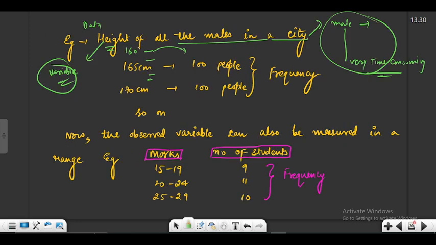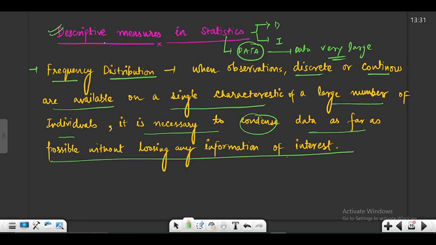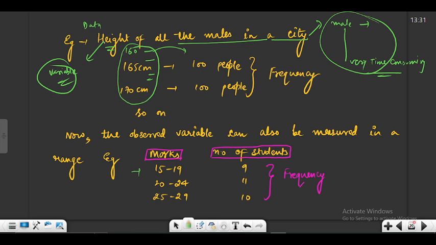Either you can mark the observations in this way, or you can create a range of observations. Suppose you want to collect data on how many students have scored marks in this range, and in this range, and in this range. You mark the range, and the people who fall in this range are recorded here. This is the frequency of students who fall under this marks category, similarly for this and for this. So this becomes your frequency. Similarly, this is your frequency of occurrence of these observation values for the variable height. I hope I'm clear now.